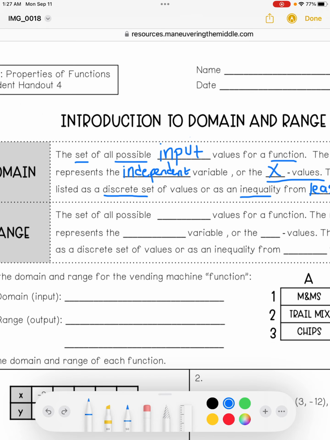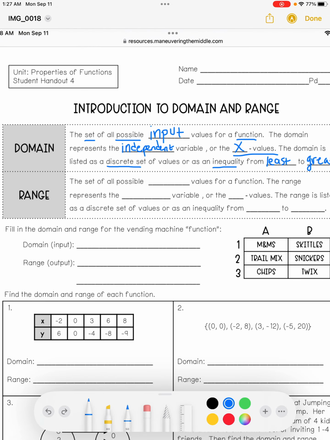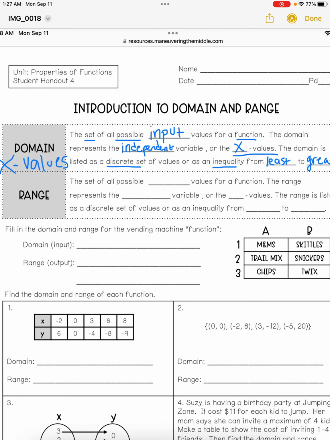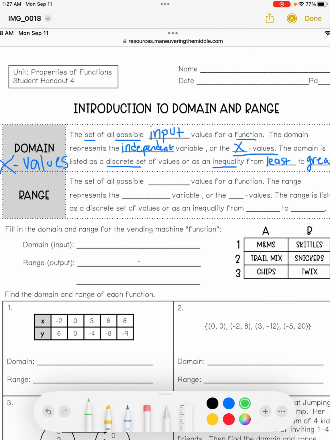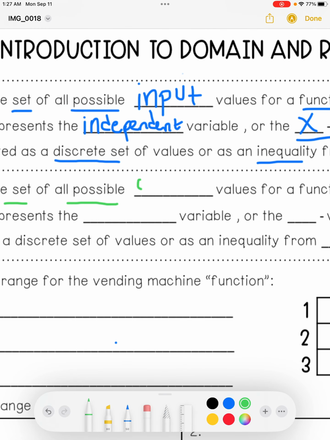All right, so there is domain. The main thing with domain is that it uses x values. So you can probably guess that the range is going to use y values. The range will use y values. Technically, it is also a set, and it's tracking all the possible output values instead of input.